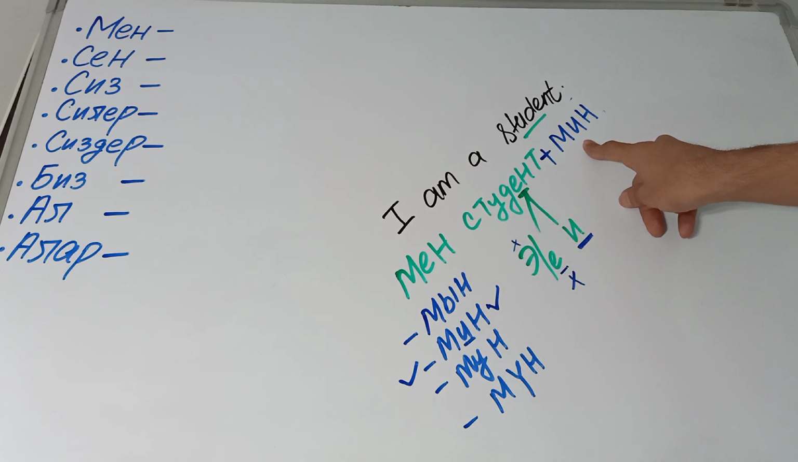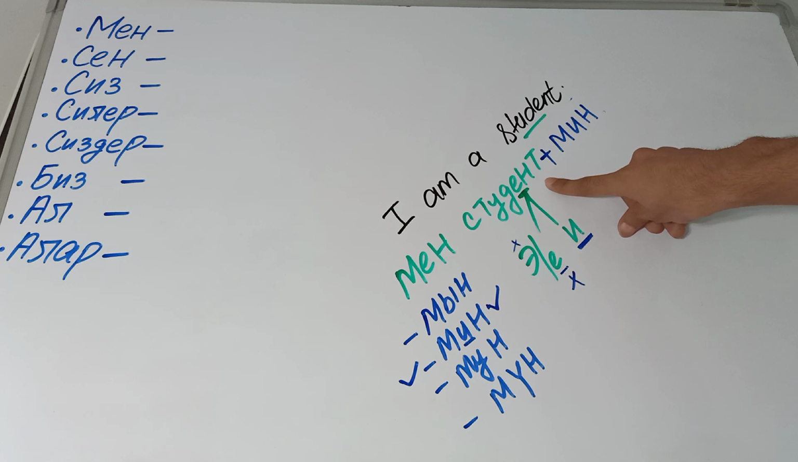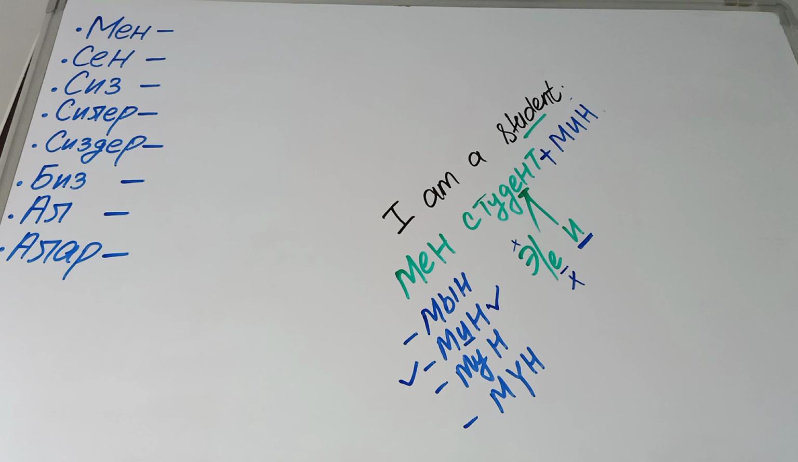So this will make "student min". I am a student. Remember that the personal ending always comes after the noun, after the word and after the adjective.